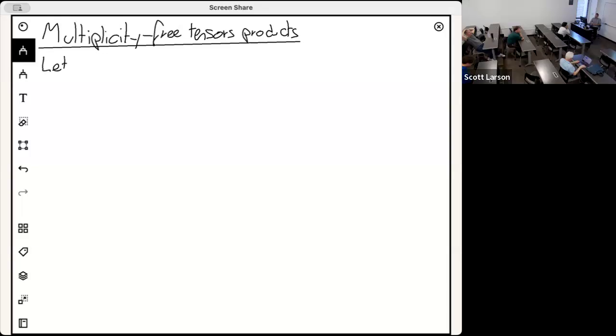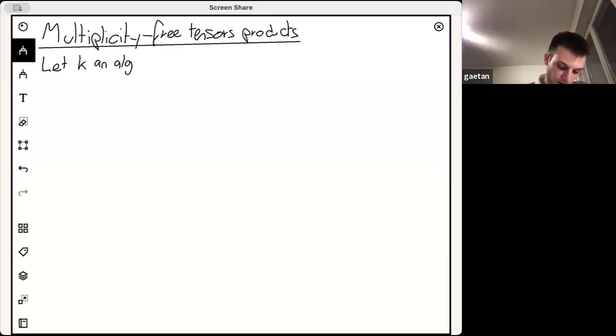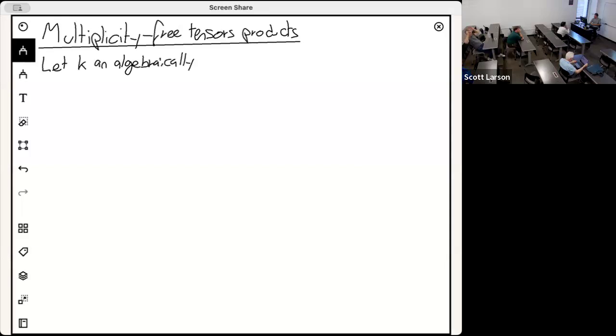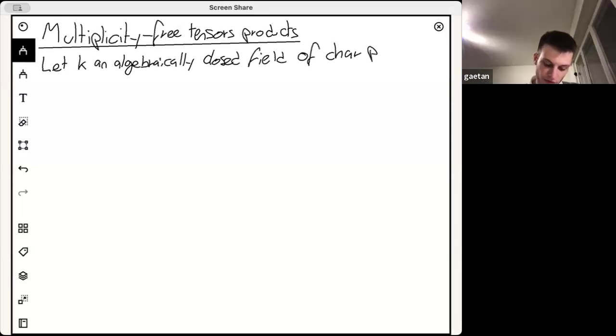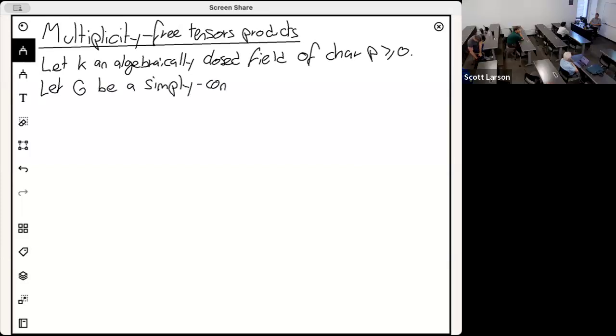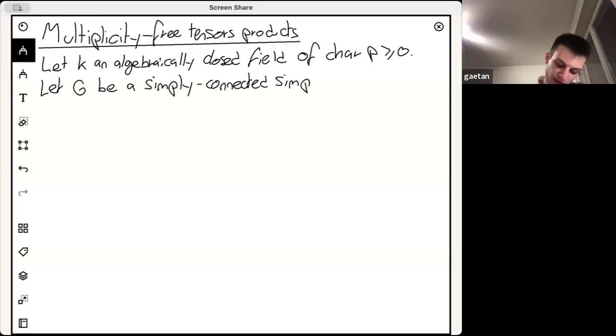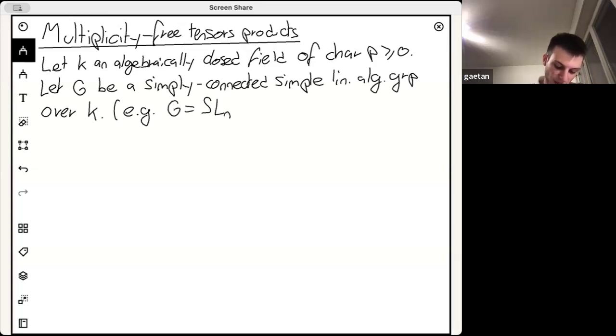So we fix K, an algebraically closed field, and we will denote by p its characteristic. For the moment, we have no specific assumption on the characteristic. And we take G to be a simply connected simple linear algebraic group over K. So for example, we can think of G to be SL_n(K). That's one of the most important examples.